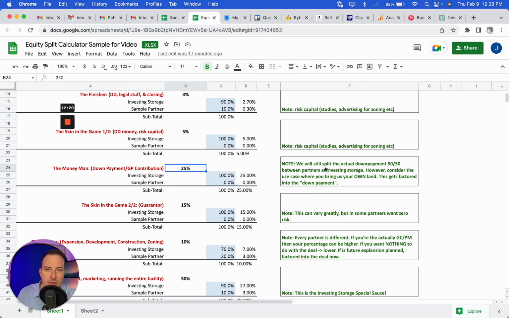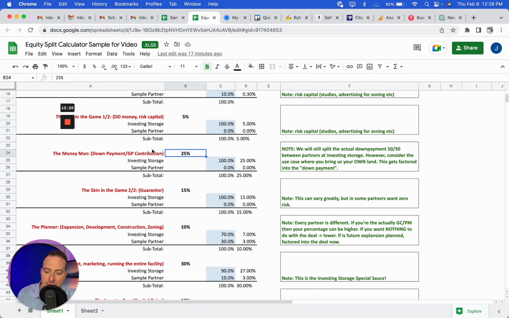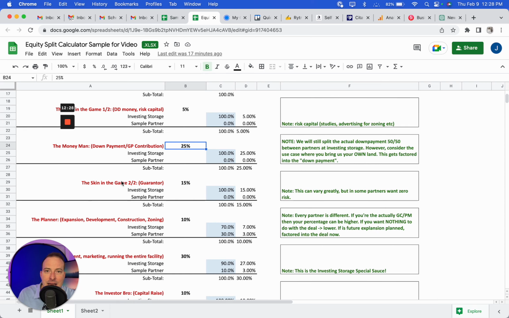And then also investing storage, it's Ben and I. So we split this part 50-50. So 25% for the money man. Next, skin in the game 2 out of 2. This is the guarantor or the loan guarantor who's actually at risk, right? And as a limited partner in most of these syndications, or at least all the ones that I've been a part of, you are not a guarantor for this loan. The only thing you would ever lose is the money that you put in on the deal.